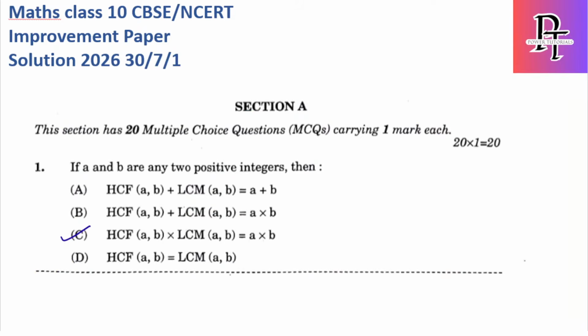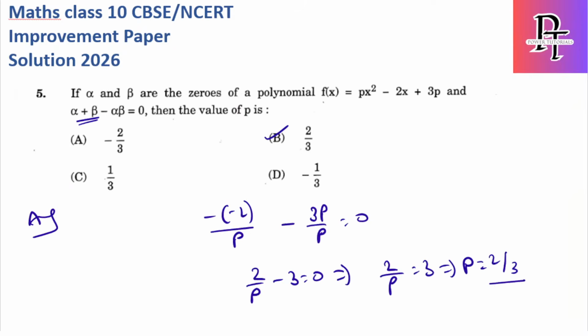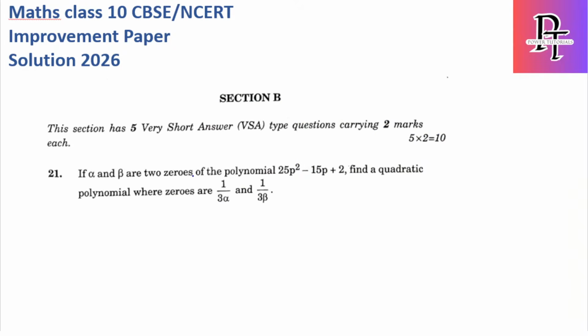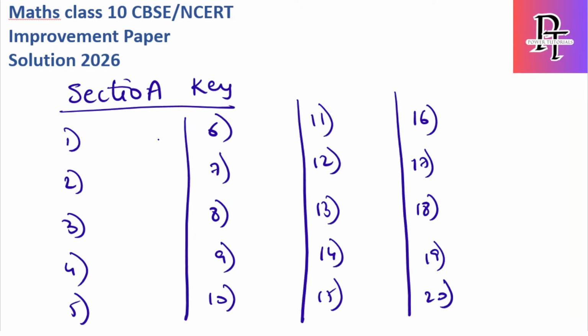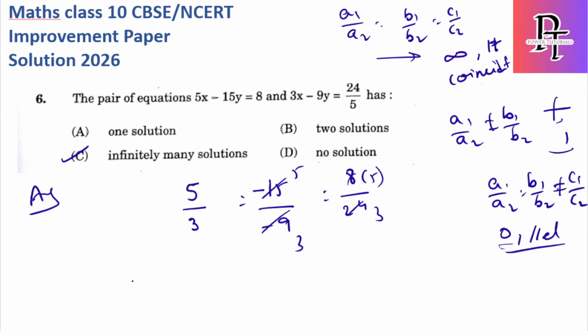Let me get the answers one by one. A is C, one is C, D, C, C, B. Let's wait for 6 to 10 options.